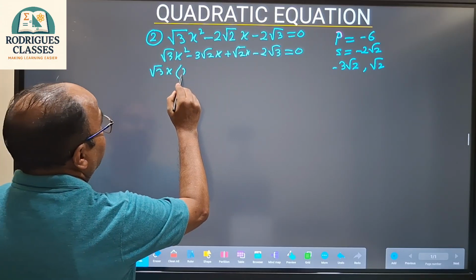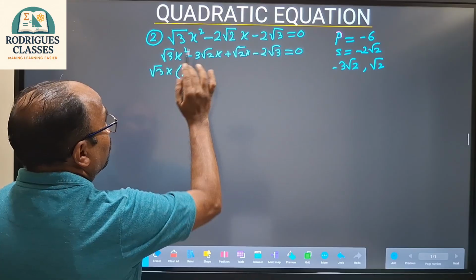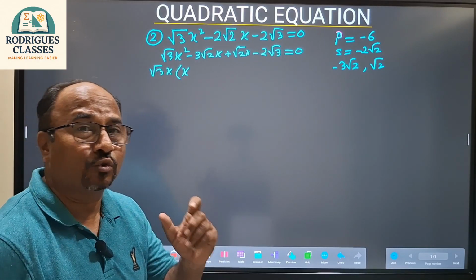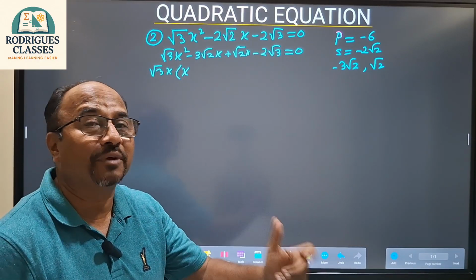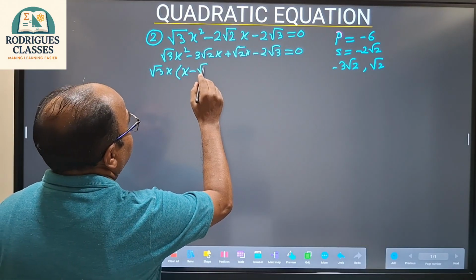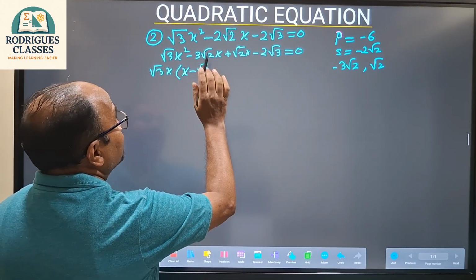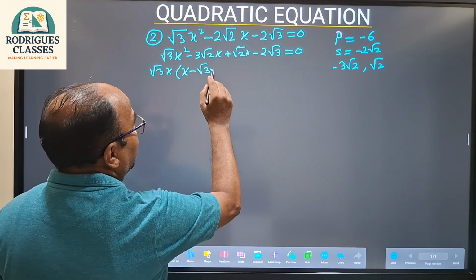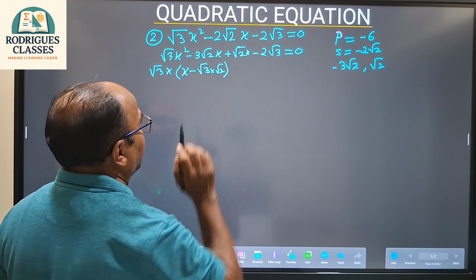So from here I will be left with x, because from this 3, which is root 3 into root 3, a root 3 has been taken. So you get a root 3 left. So minus root 3 is left as well as a root 2 left. So currently I am writing it in this way.